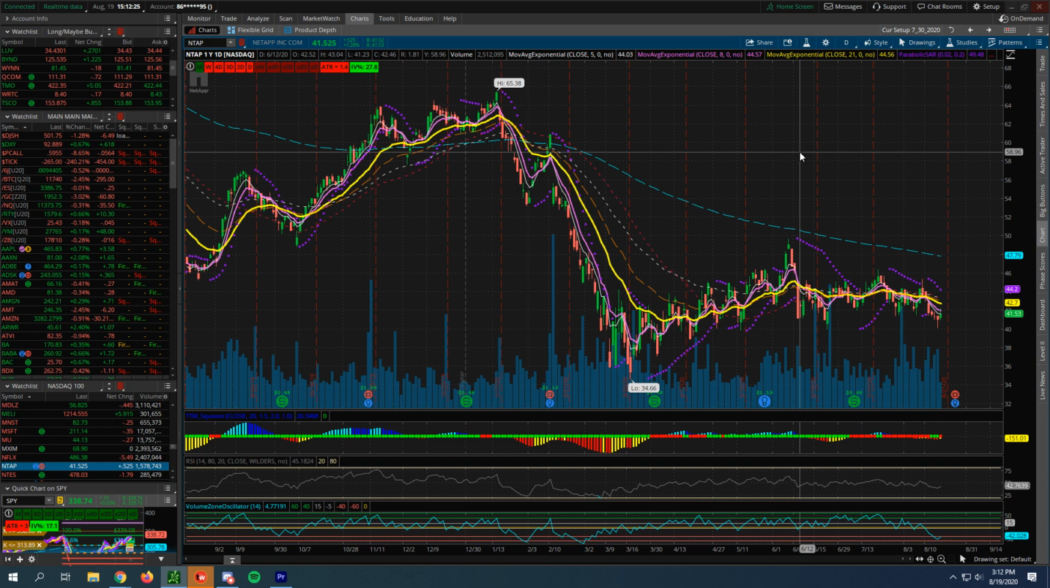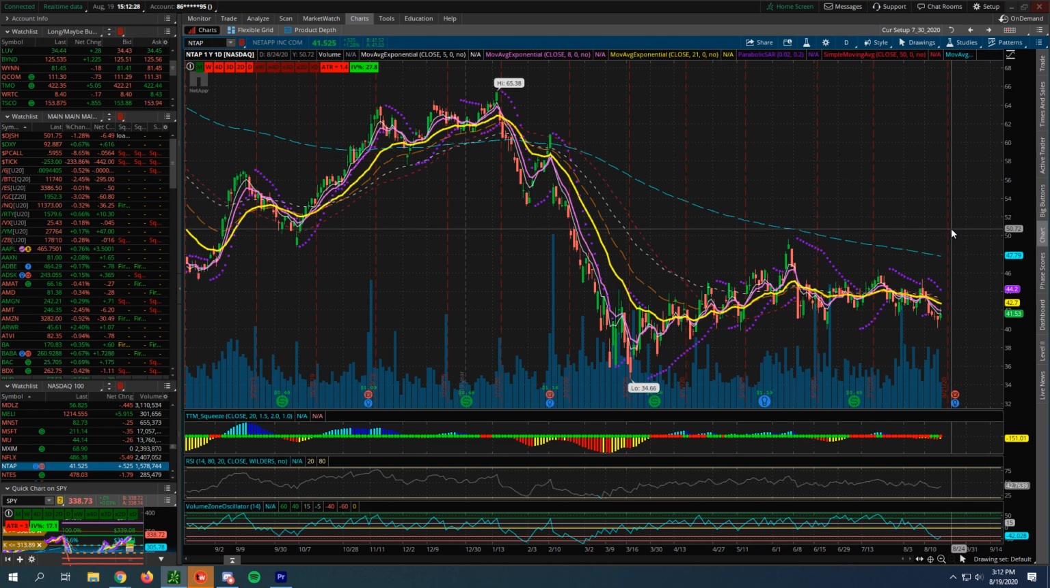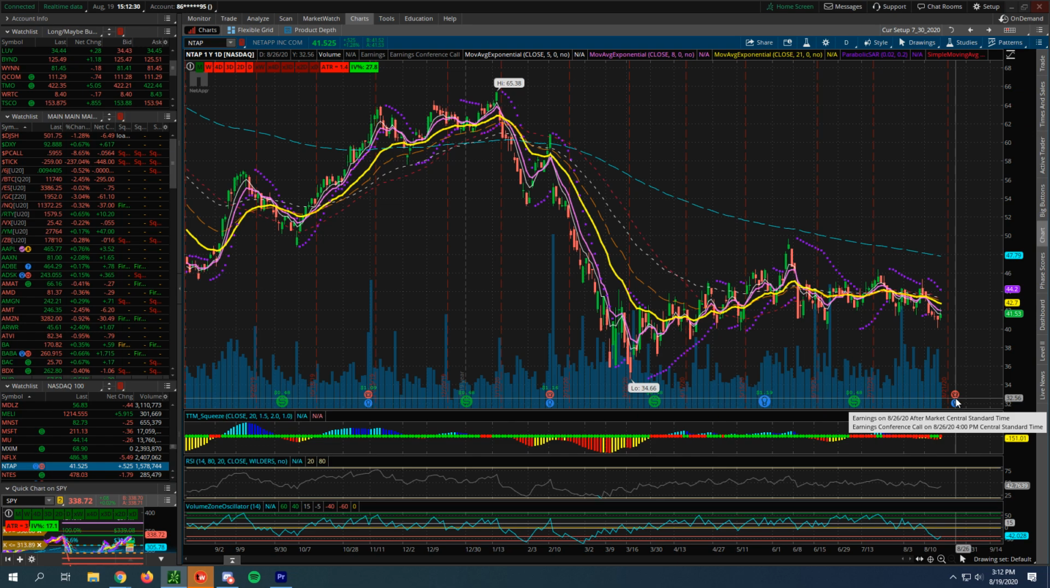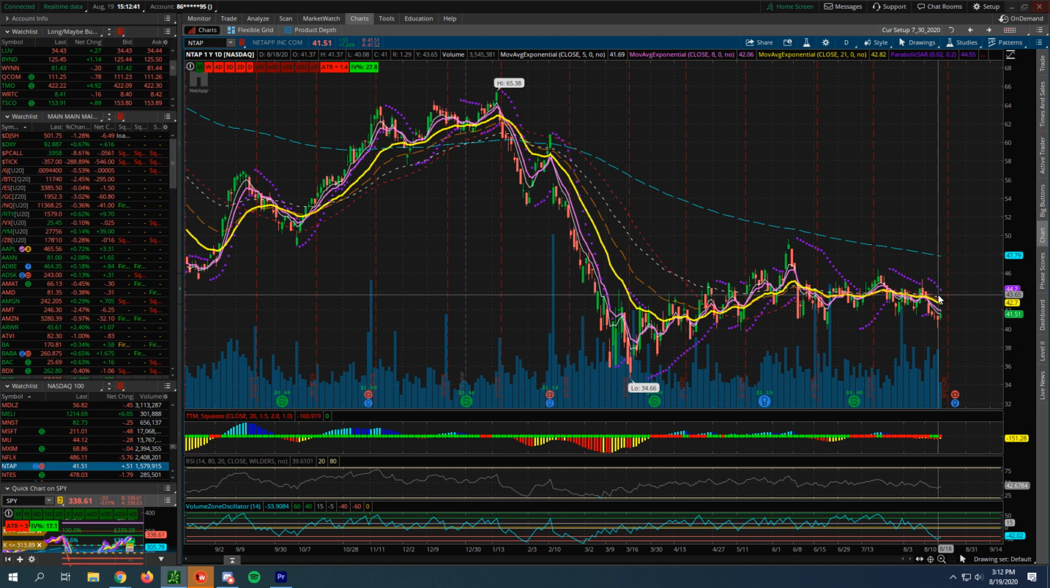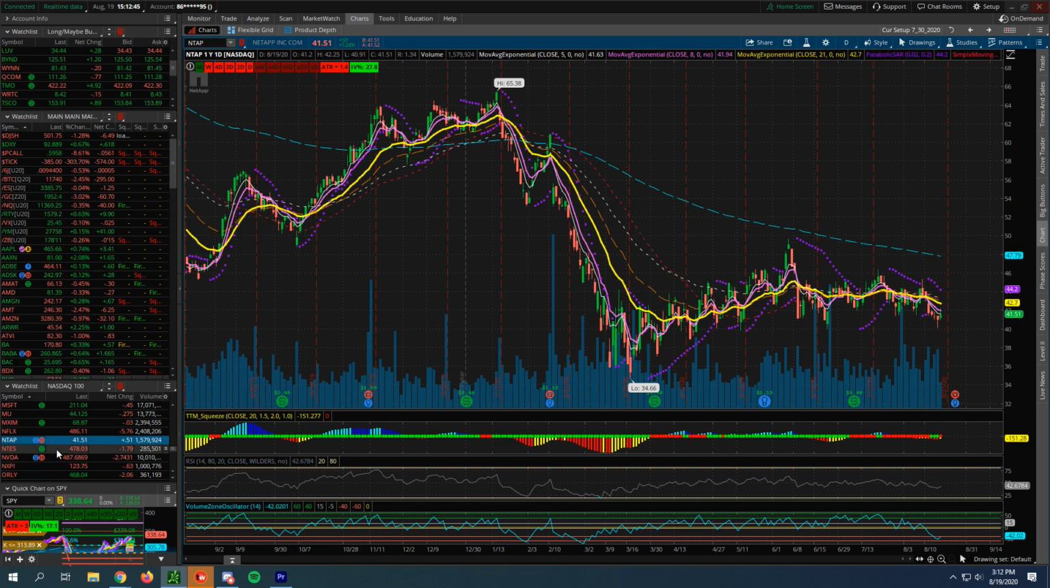NetApp is NTAP. This thing has been very lackluster coming into earnings just on the 26th. This looks like a very underperforming stock. Looking at the 200 EMA, looking for potential downside to break below 40. Upside really needs to start breaking above 45 to see that stock movement there. But again, earnings on the horizon, be very mindful of that.